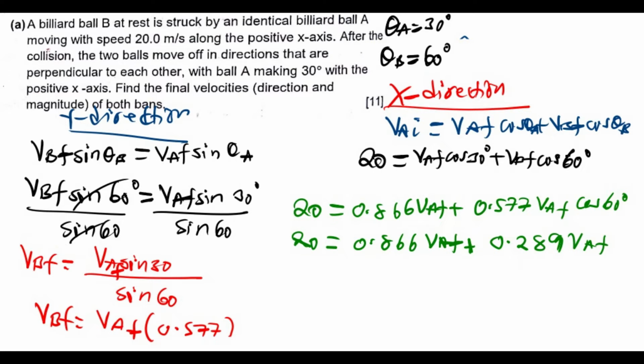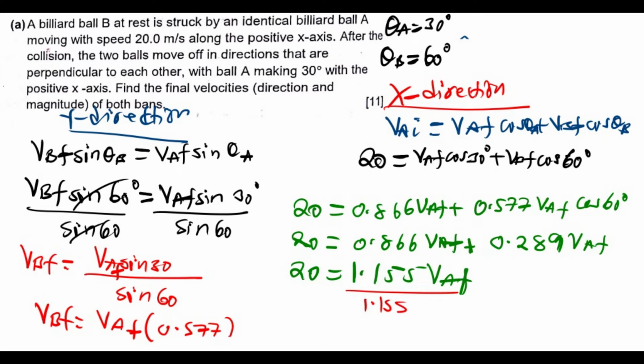So if I do 0.866 plus 0.289, I'm going to find 1.155. So I have got 20 is equal to 1.155 VA final. At this point, I can divide both sides by 1.155.